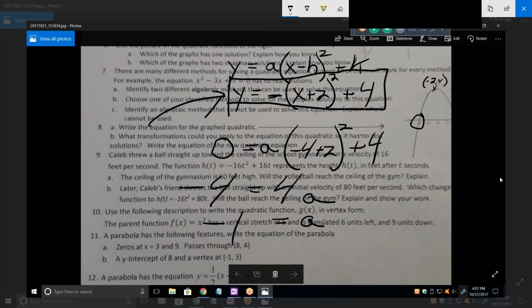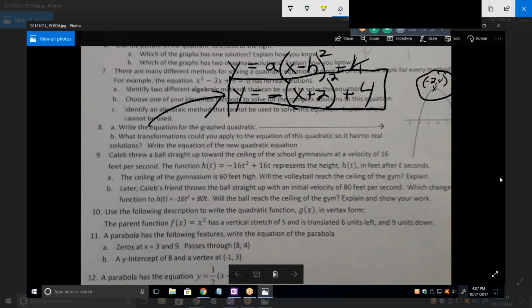Okay. And it happens to be in vertex format. But that's the easiest equation to come up with because we're looking at the vertex. So we can come up with the vertex really easy. And then we just have to solve for a. Okay. So let me erase everything below this so we can go to part B.